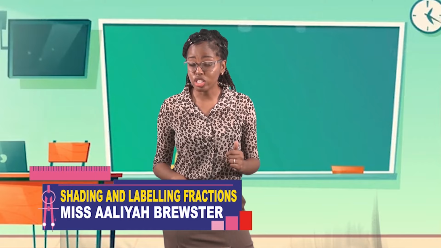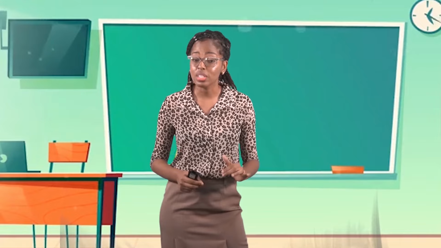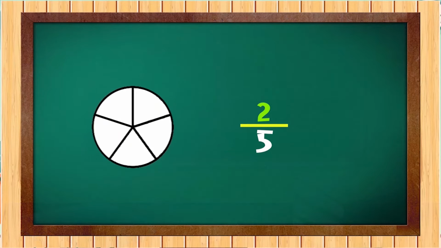Now that you're finished drawing your shape and divided it equally, let's discuss what this means. I'm going to use the shape of a circle. The denominator of 5 means that we have to divide our shape into 5 equal parts. So I would have divided my circle into 5 equal parts. The numerator of 2 means that we have to shade 2 parts out of the 5 parts on the shape. I would have shaded 2 parts close together. However, it does not matter which 2 parts of the shape are shaded, it still represents the same thing.